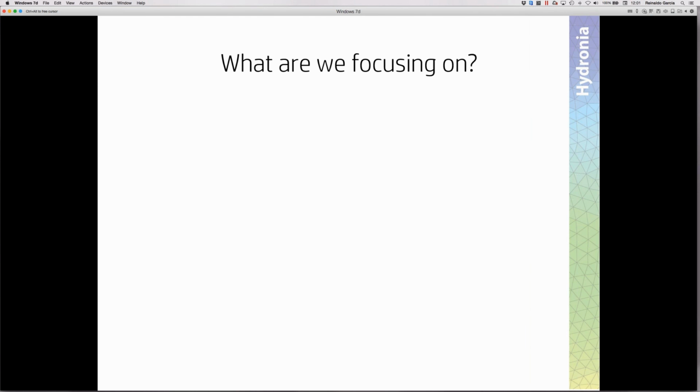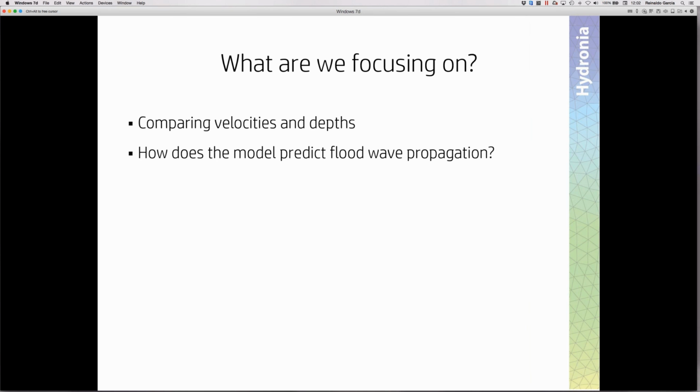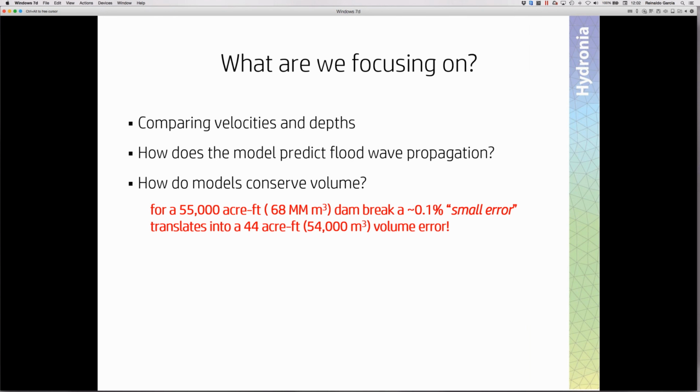Now, what are we focusing on? We are comparing velocities and depth. We want to know how the model predicts flow wave propagation. That's a very important question to address. How do models conserve volume?